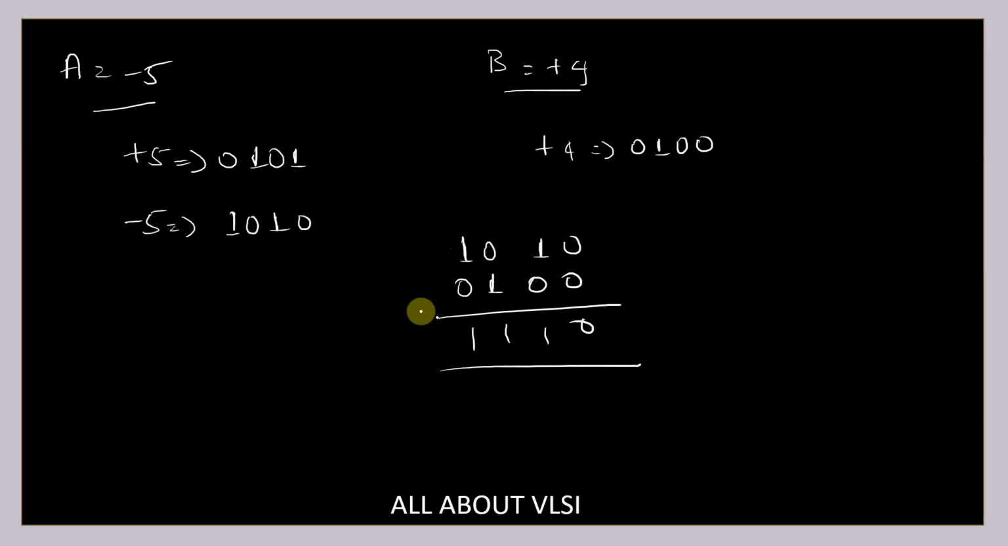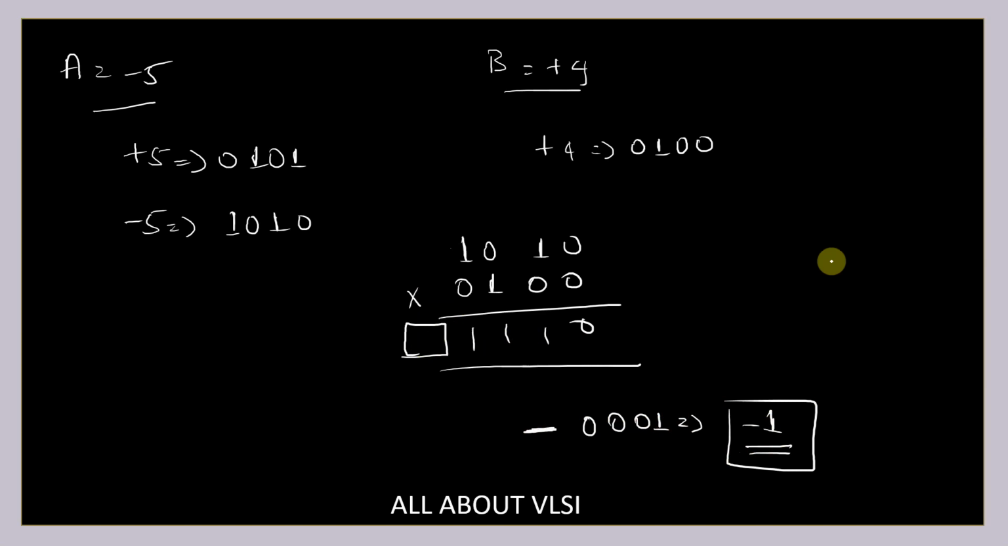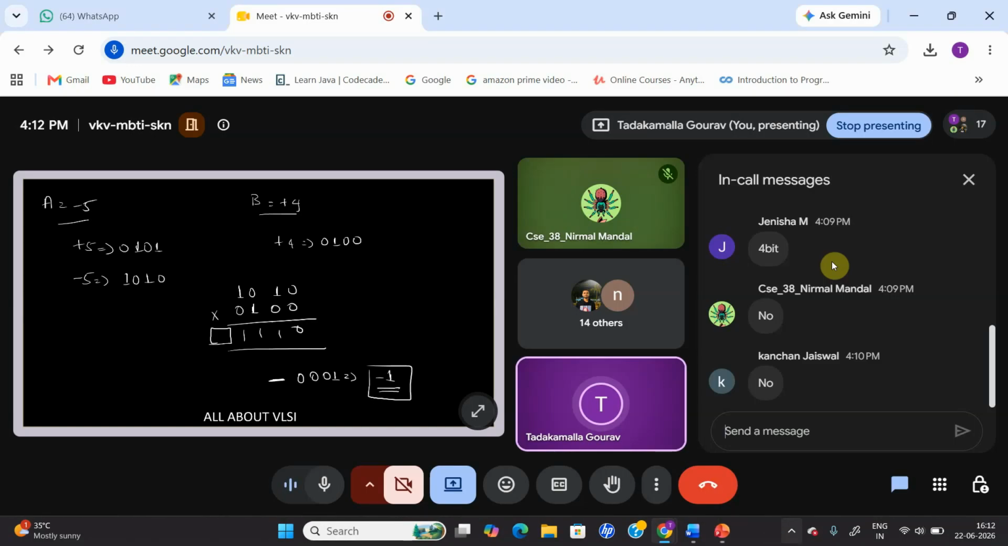Okay. And over here, if you carefully observe, there is no carry. That means whatever result I've got is a negative value. Okay, so I can keep minus. And for finding out the original magnitude of this particular number, it is nothing but 0, 0, 0, 1, which is nothing but minus 1. So this is how you are going to perform addition using one's complement.